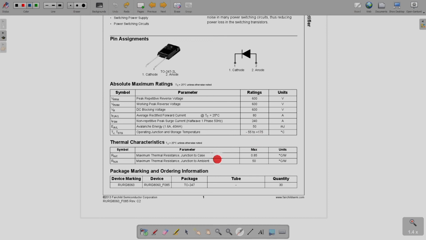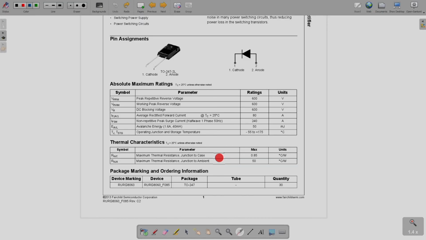Then thermal resistances, junction to case and junction to ambient, are given. Previously you saw the data sheet giving junction to case and case to sink, but here they have provided junction to case and junction to ambient. So you can find out the case to sink and then sink to ambient. That is something you have to choose after that, based on which heat sink you are using. Then this is package information. It is using the TO247 package.